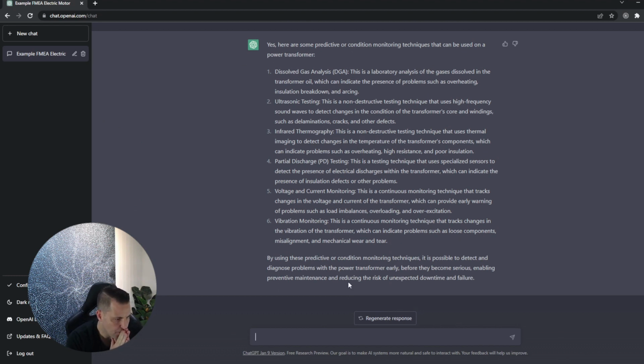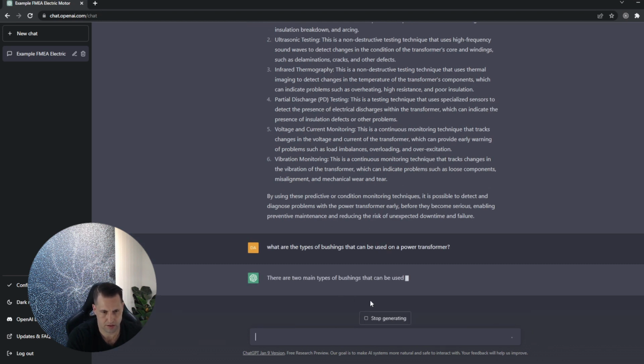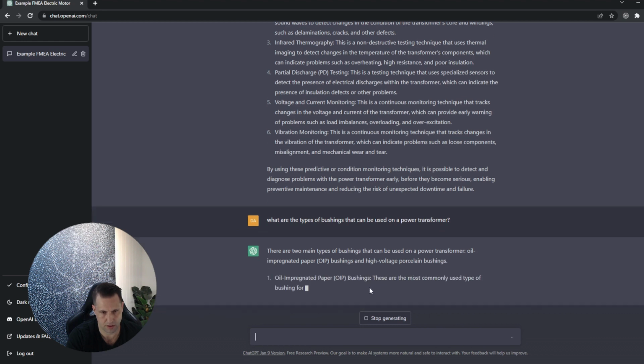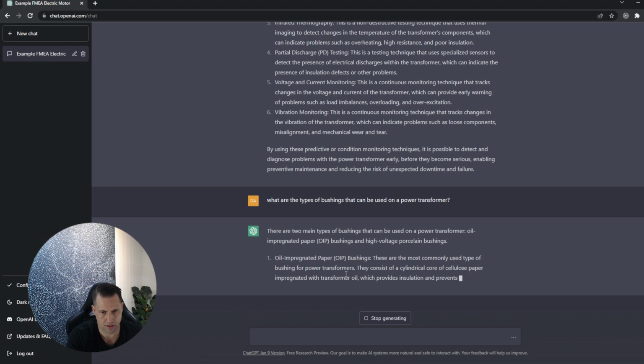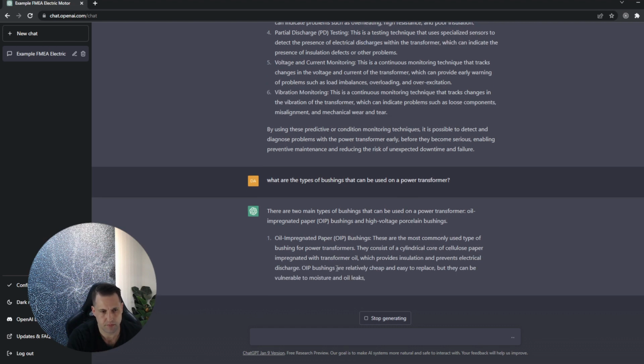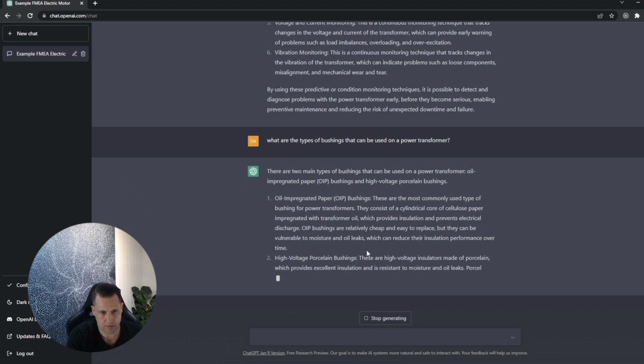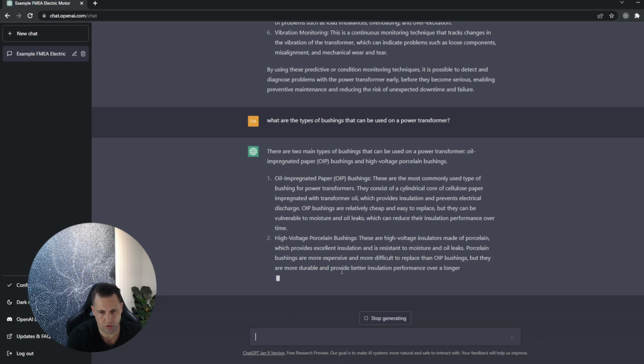What about some different asset specifics? So what are the types of bushings that can be used? Two main bushing types, oil-impregnated paper and porcelain. Okay. Vulnerable to moisture and oil leaks. Yep. Porcelain is good, but more expensive.